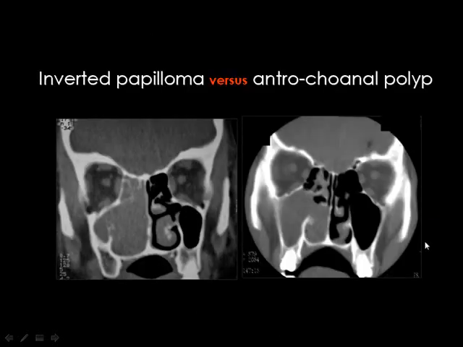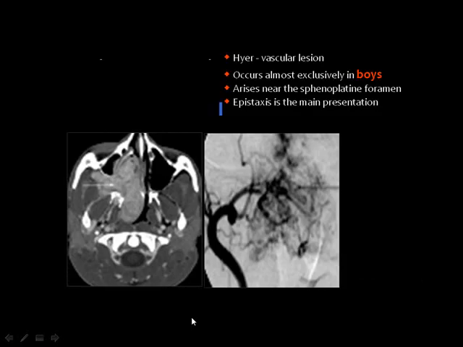Then this is the difference between antrochoanal polyp and the inverted papilloma. In the antrochoanal polyp, the sinus will be expanded, the ostium will be enlarged, and you get some material in the nasal fossa. But in the inverted papilloma, the main part of the lesion will be seen within the nasal fossa, which is expanded, and some of the lesion may extend into the maxillary sinus, which is not expanded in this case compared to the opposite side.